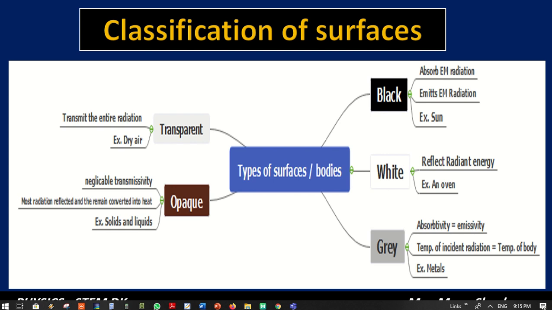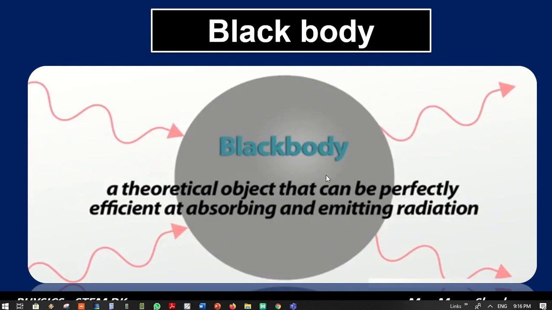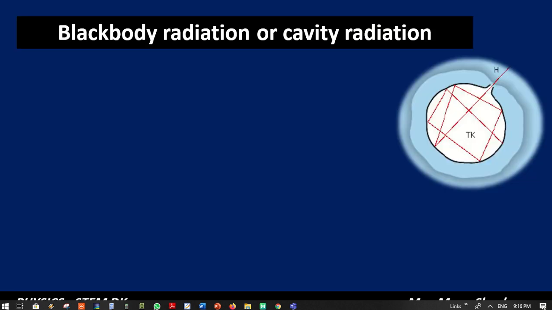Opaque objects have negligible transmissivity, and most radiation is reflected and the remainder is converted into heat, as in solids and liquids. Transparent materials transmit the entire radiation. An example of that is dry air. Okay, we will talk in detail about black body objects, which absorb and emit radiation. They don't reflect radiation but emit and absorb all the radiation incident on them. How does it occur? Black body radiation, we call it cavity radiation. The mechanism of forming a black body.